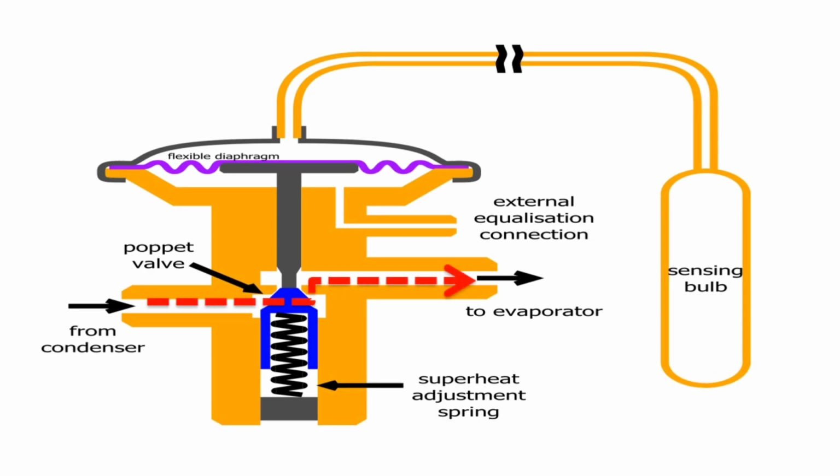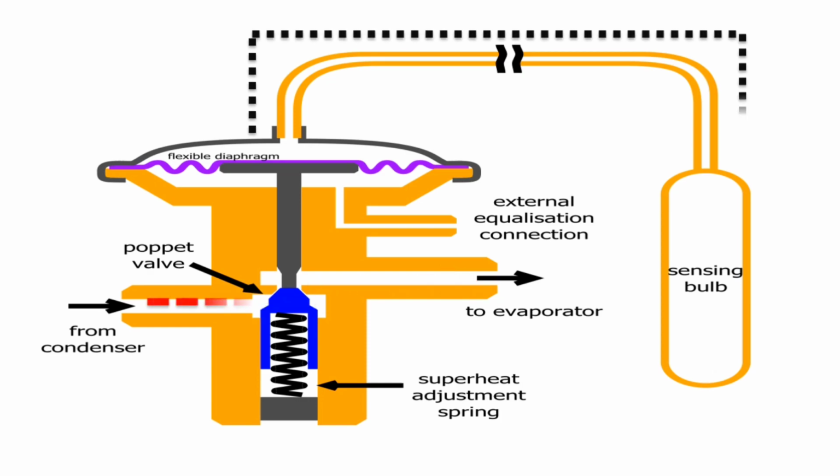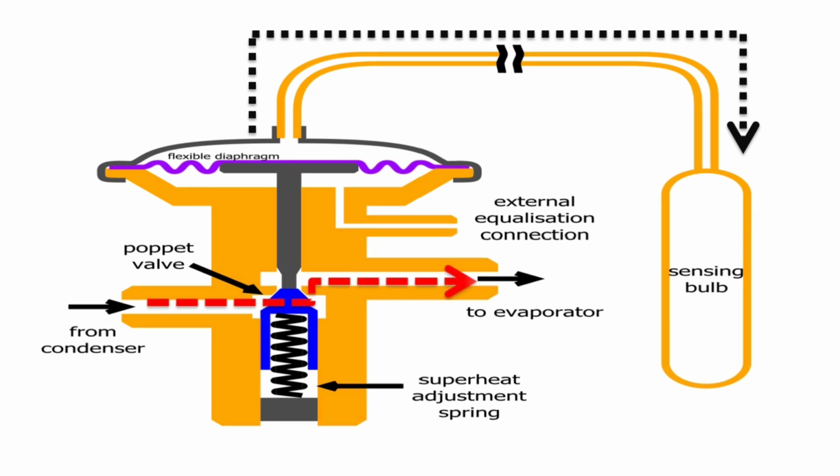The basic construction of TXV consists of a flexible diaphragm that actuates the poppet valve. An increasing pressure in the sensing bulb will press down the poppet and open the valve further. There is also an adjustable spring providing a closing force on the valve which controls the superheat. The sensing bulb is positioned near the end of the evaporator and ensures enough refrigerant flow to chill the whole evaporator, but not so much that the liquid reaches the sensing position.